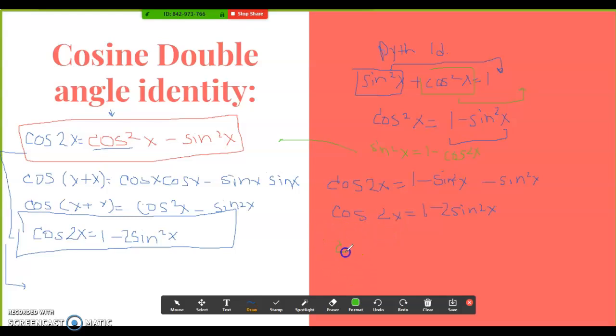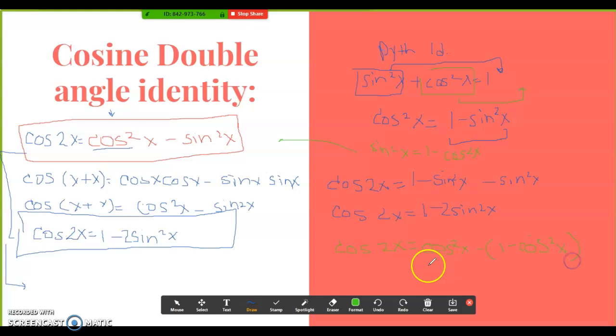I would have cosine 2x is equal to cosine squared x minus 1 minus sine squared x. Or I'm sorry, not sine squared x, cosine squared x. Subbing in 1 minus cosine squared x, or sine squared x, so 1 minus cosine squared x.